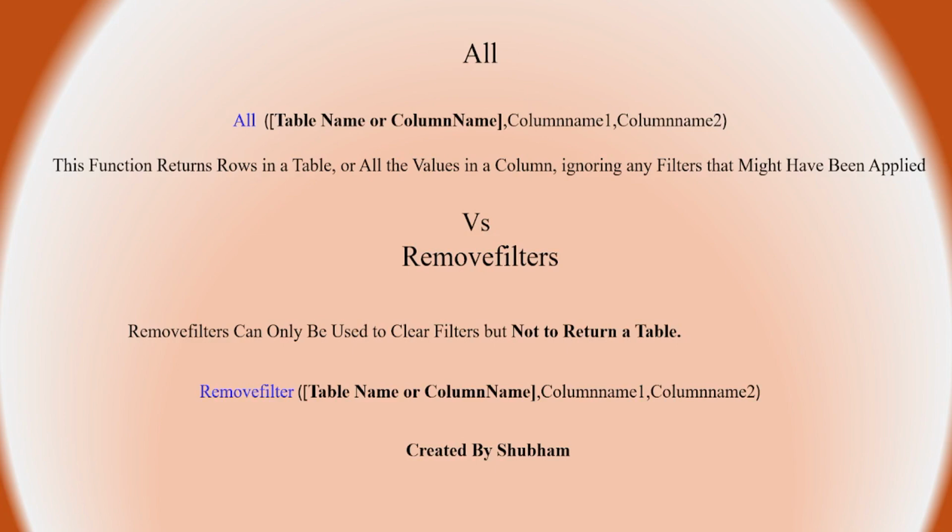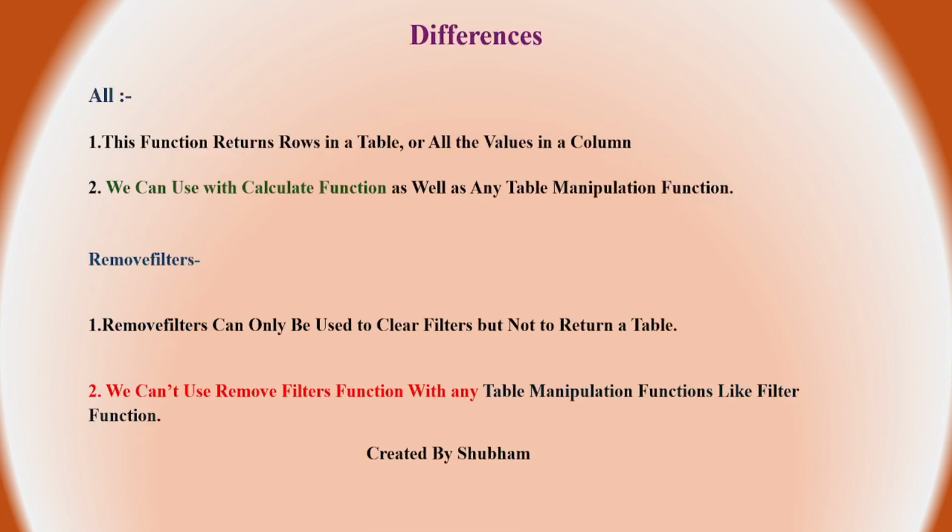And now let's talk about the differences. So the first difference is that this function returns rows in a table or all the values in a column. But remove filters can only be used to clear filters, but not to return a table. And the next difference is, guys, the all function we can use with the calculate function as well as any table manipulation function. But this remove filters, guys, we can't use with any table manipulation functions like the filter function. So I hope now you guys are clear with the difference of all versus remove filters.